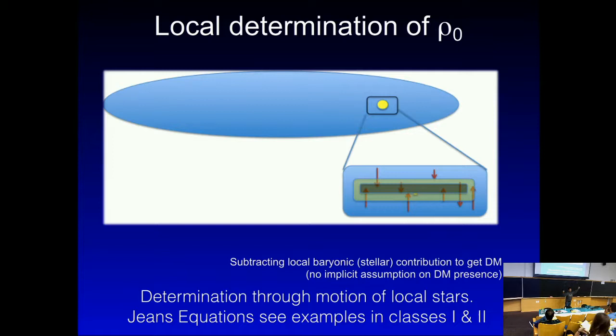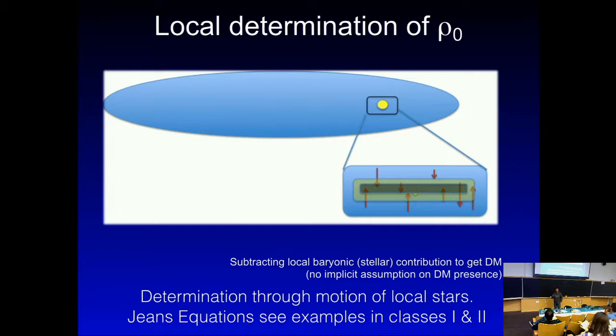So that's the case of the dwarf spheroidal. You have one ideal observable and it traces something completely different, which is the total gravitational potential. There is one way to get the information about the local dark matter density, and it's this one. The good thing is it doesn't make any assumption about what the shape of the potential is, right? It's only local, you're determining the local potential. I'm not assuming that the dark matter distribution in the galaxy has any shape.